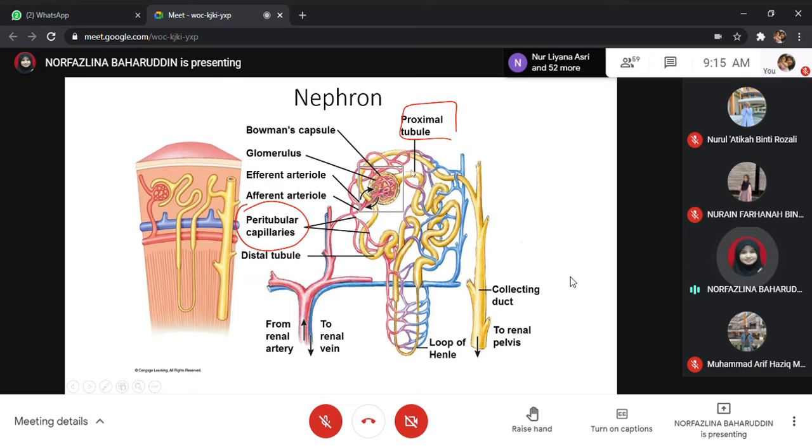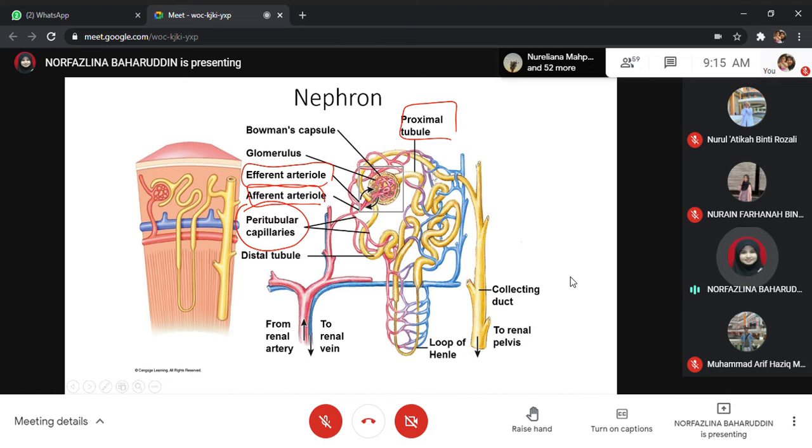Okay, nanti kita akan belajar in detail apa yang berlaku dekat sini. Cuma kat sini saya nak you faham structure dia. It is surrounded by blood capillaries. And this is a ball of capillaries, bergumpal-gumpal dekat sini, surrounded by Bowman capsule. And we have afferent arteriole and efferent arteriole. Darah akan masuk through afferent arteriole dan keluar melalui efferent arteriole.